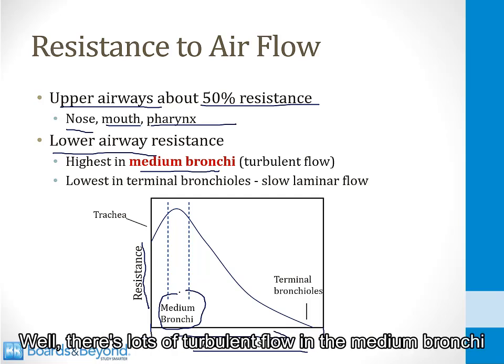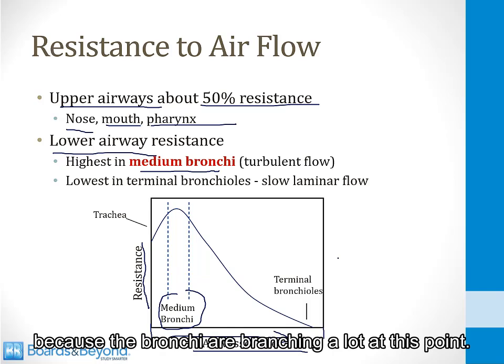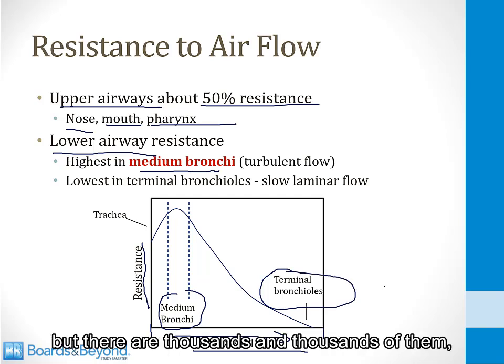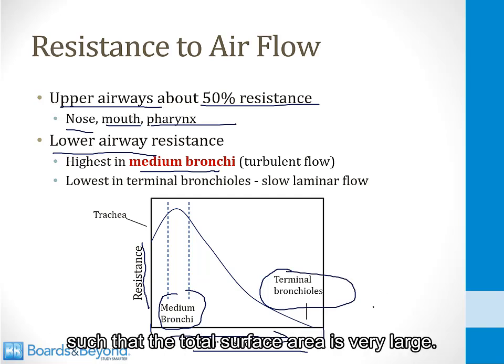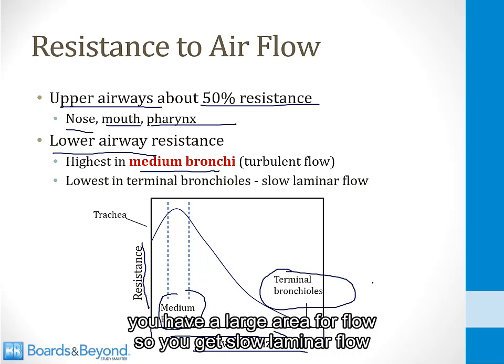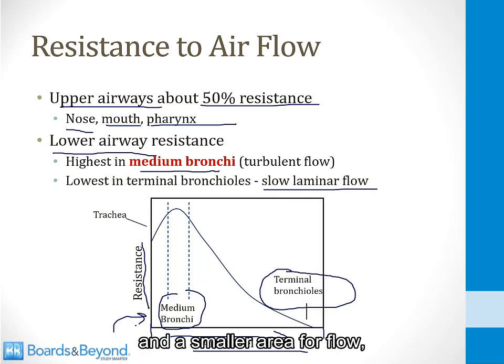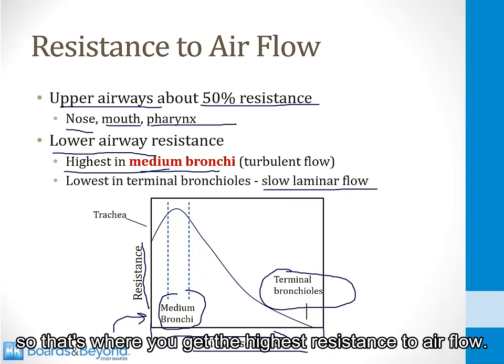Well, there's lots of turbulent flow in the medium bronchi because the bronchi are branching a lot at this point. In addition, the total surface area of the medium bronchi is very small. Even though they're somewhat larger structures, there are only a few of them. In contrast, the terminal bronchioles are very tiny structures, but there are thousands and thousands of them, such that the total surface area is very large. So in the terminal bronchioles, you have a large area for flow, so you get slow laminar flow. And in the medium bronchi, you have turbulent flow and a smaller area for flow, so that's where you get the highest resistance to airflow.